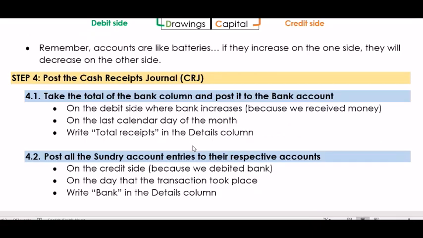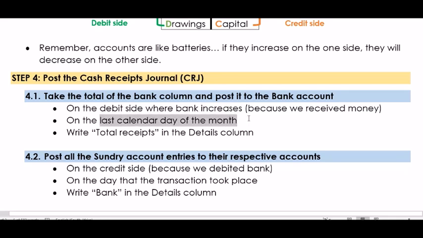If we look at our step-by-step guide, this first step says take the total of the bank column and post it to the bank account. On the debit side, because bank increases in the cash receipts journal, we've earned money, and it says you post it on the last calendar day of the month.